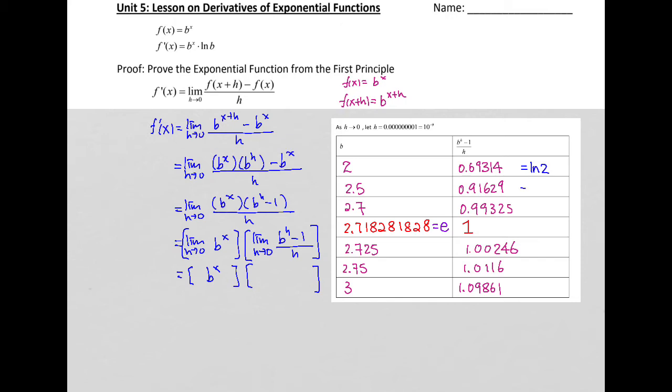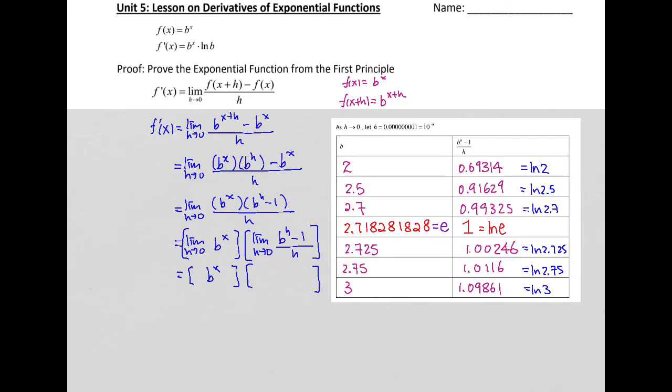And this is actually ln 2.5. And this is actually ln 2.7. This is ln 2.725. This is ln 2.75. This is ln 3. So now we know that when the base is e, the fraction will become a 1. So we say 1 equals ln e.